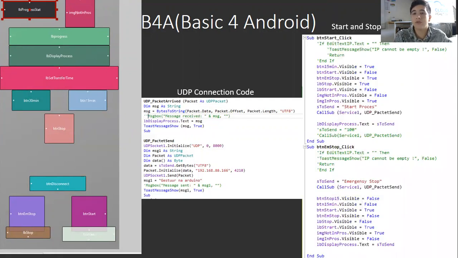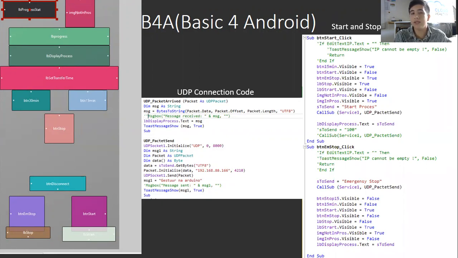This is the code of the start and stop button, the emergency stop button. If I press the button, this is the sub that will be activated. If this is activated, the code in that button will be run. And I will just explain the first line.